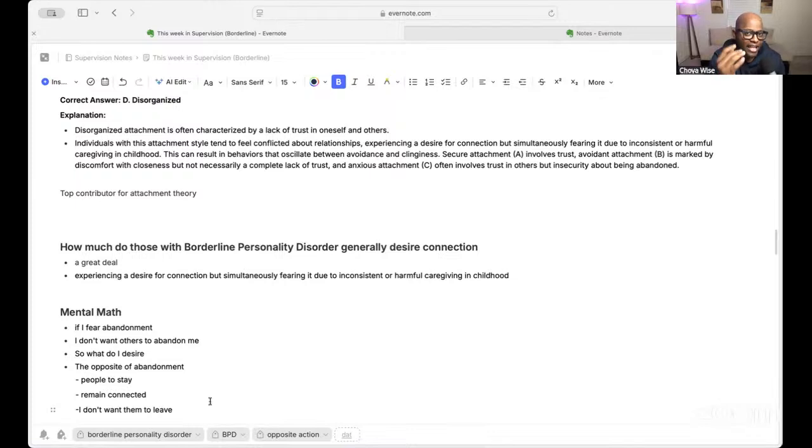When I asked this question, I didn't get a direct response in a number of the groups. So I don't want others to abandon me. So then what do I desire if I don't want others to abandon me? I desire the opposite of abandonment. Well, what's the opposite of abandonment? I desire for people to stay. Matter of fact, I have fear of people leaving. I get anxious about people leaving.